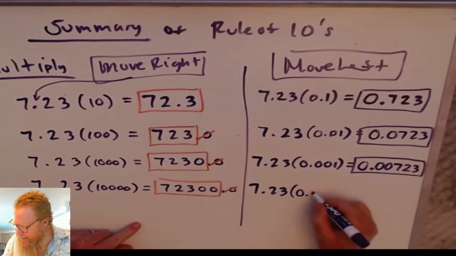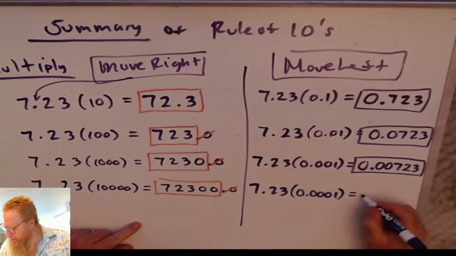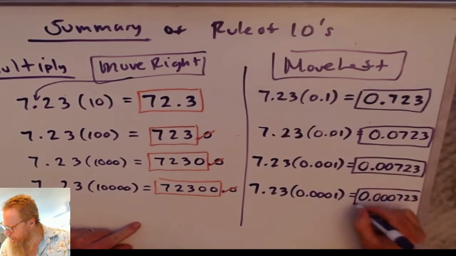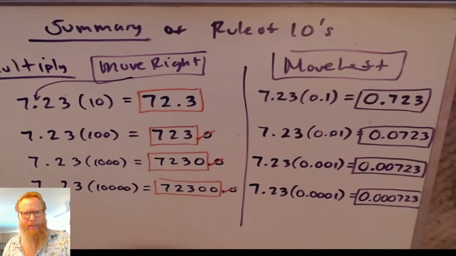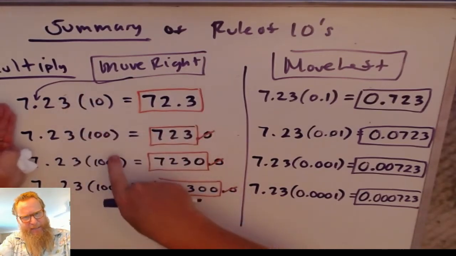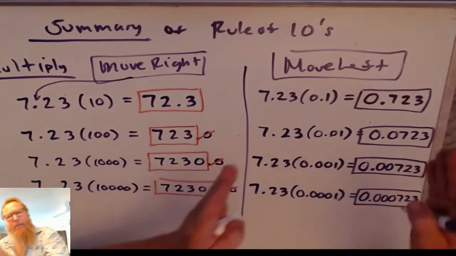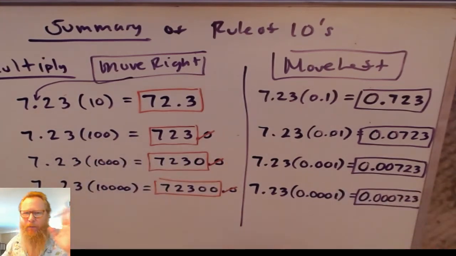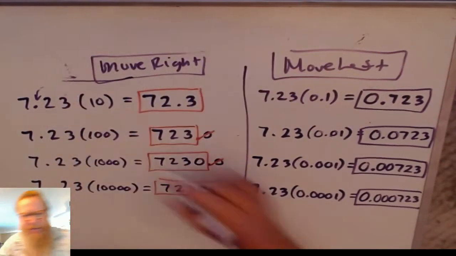And just to make it look complete, let's do one more. 7.23 times 1/10,000th. Well, it's just going to continue moving one more place to the left. And there you go. 0.000723. So this is what I call buy one, get one free. You memorize this one, right? Multiplying by 10, one place to the right. Multiply by 100, two places to the right, so on and so forth. Memorize that. Then moving left is simply the opposite, right? So if you memorize right, you get left for free. Now watch how this works. When I go to the dividing, everything reverses.